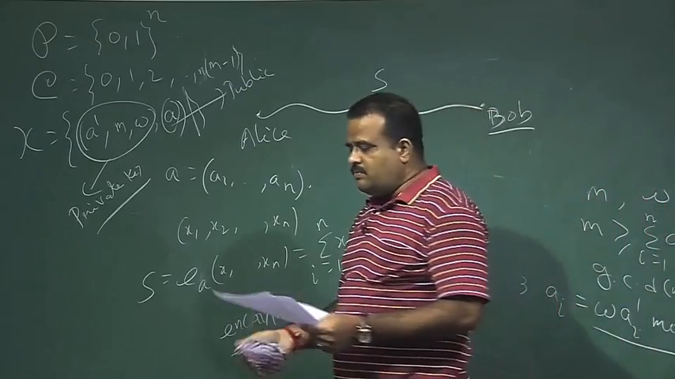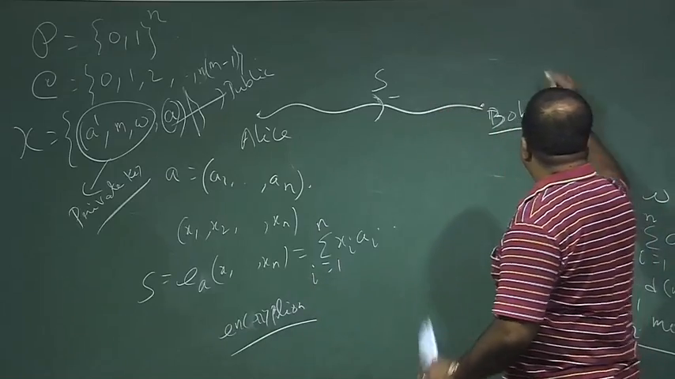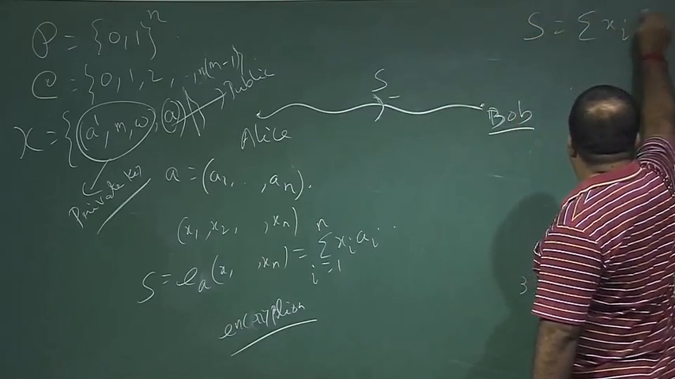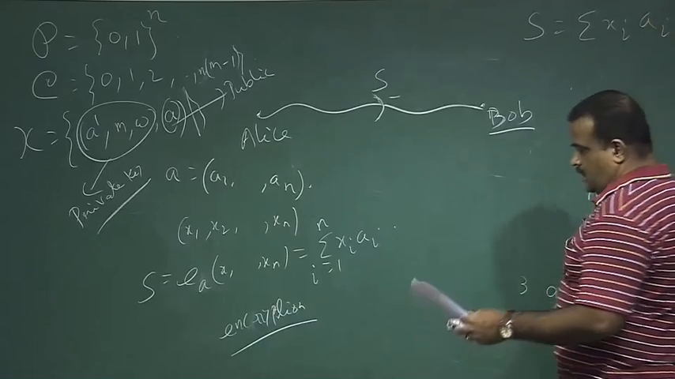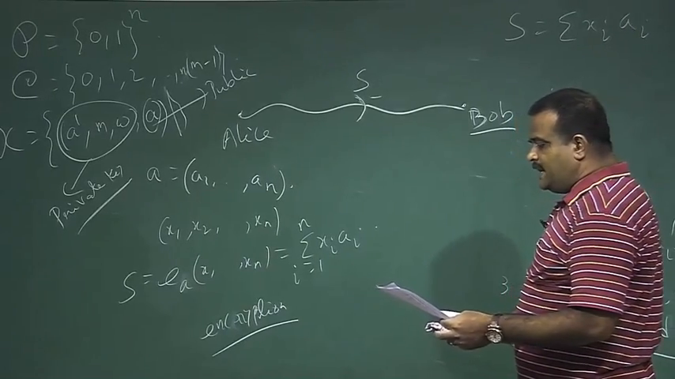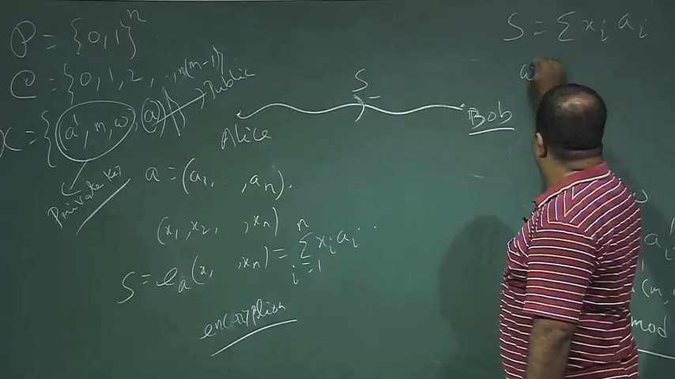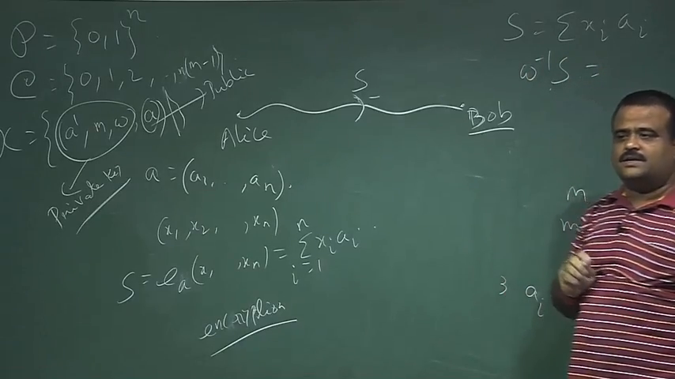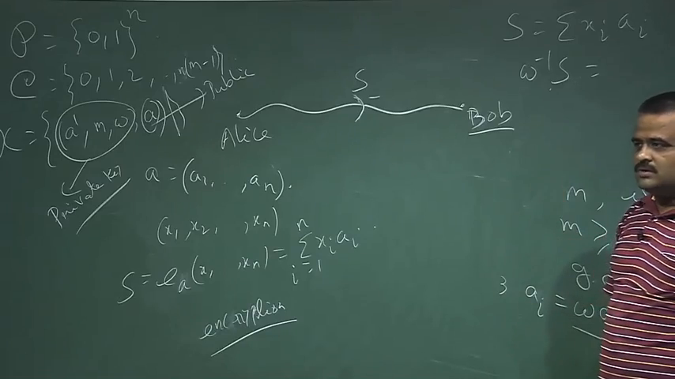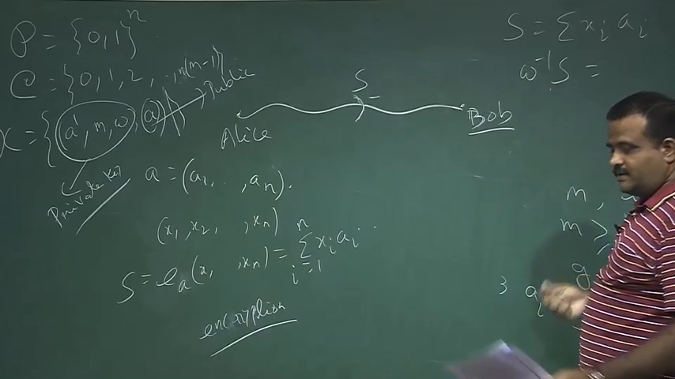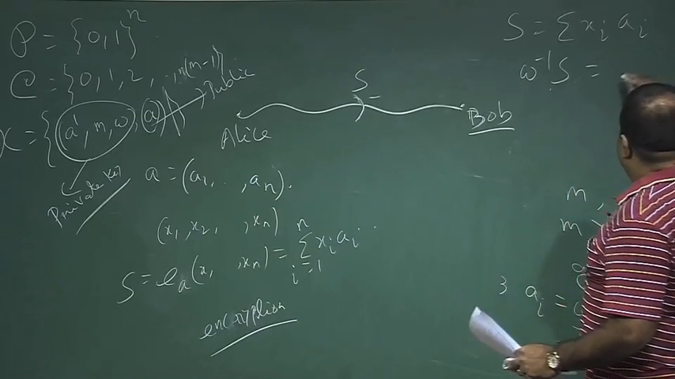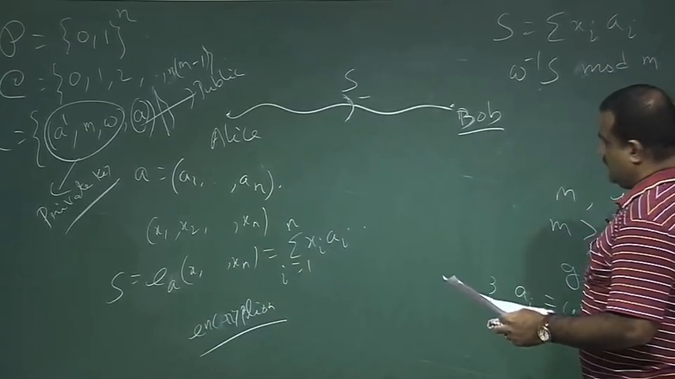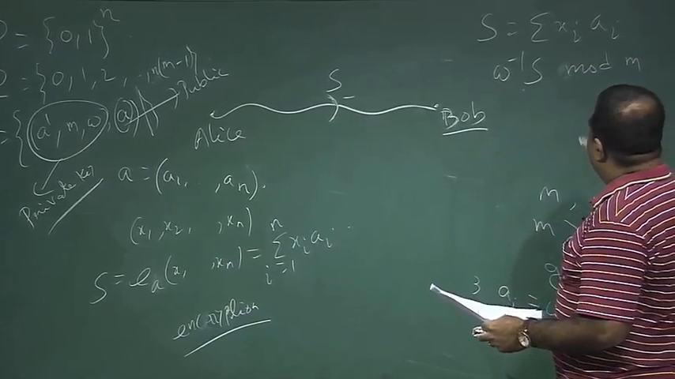Now, at the decryption, what will Bob do? Bob is getting S, which is nothing but the summation of xi ai. Now Bob will apply W inverse on both sides, and W inverse will exist because we have taken GCD of M and W as 1. That will guarantee that W inverse will exist under mod M. So Bob will compute this mod M, and this is say S prime.